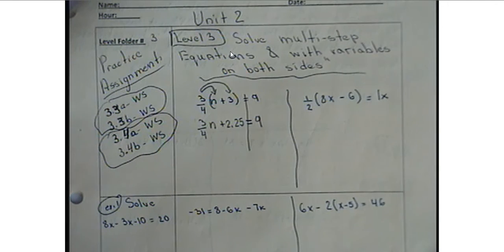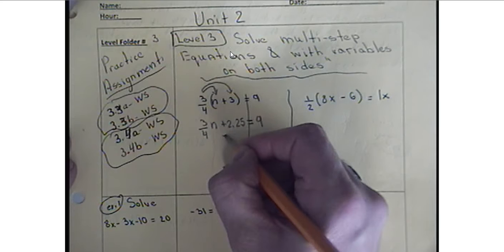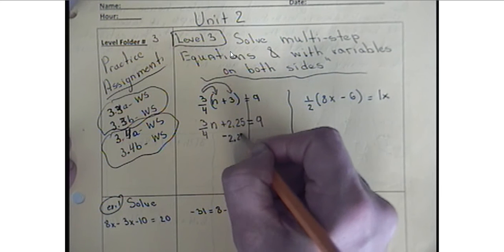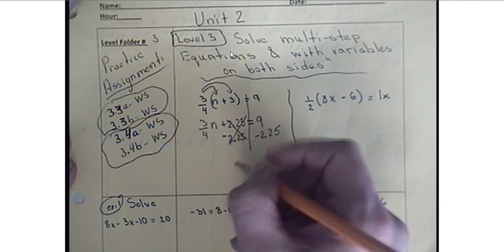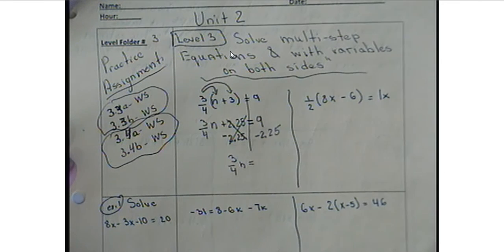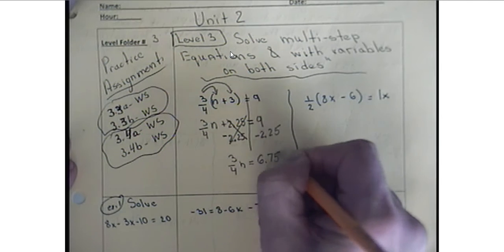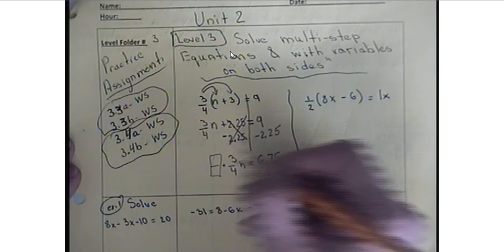Now we can apply the skills we already learned. We're going to move this number to the other side of the equation, and then we will use the reciprocal fraction. So plus 2.25, we will do the opposite, minus 2.25 here, minus 2.25 over here. Those two cancel, and we're going to have 3/4 n is equal to 9 minus 2.25. 9 minus 2.25 is equal to 6.75.